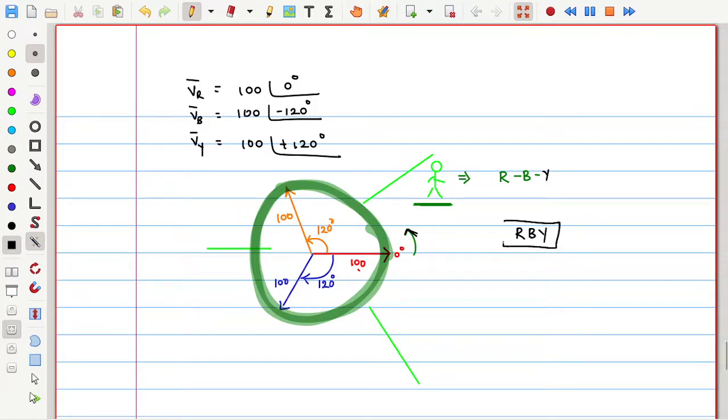What is the phase sequence? R, B, Y means negative phase sequence. Got it? Negative phase sequence. Clear? In this way you can identify whether things are positive phase sequence or negative phase sequence. Clear? Thank you.